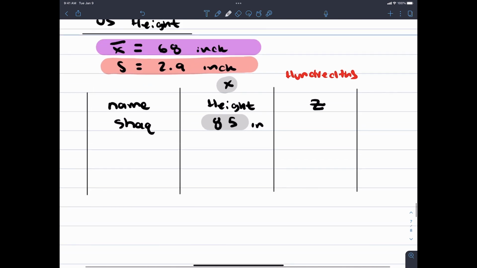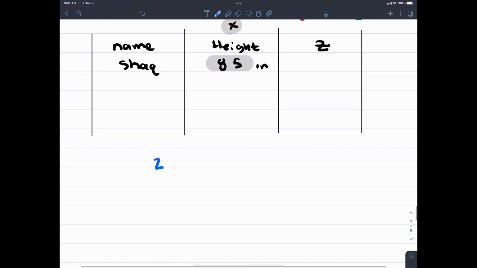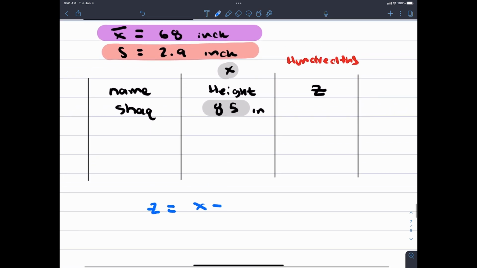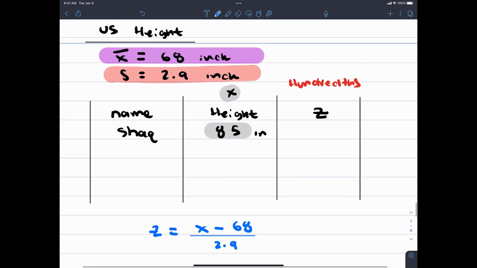Let's write down the formula here so you guys know what I'm talking about. Z is any data value minus the mean, and in this case, it's 68 inches, divided by the standard deviation of 2.9 inches. This is for the height of men. So you're going to plug in 85 for X. Okay, you guys with me on that?